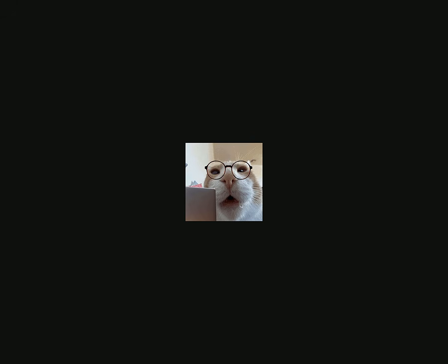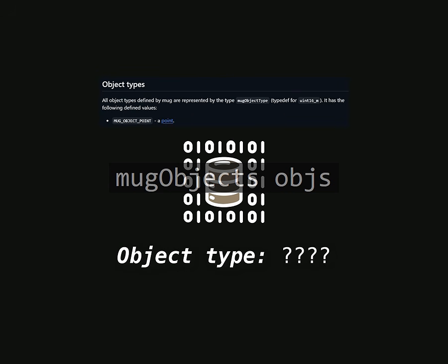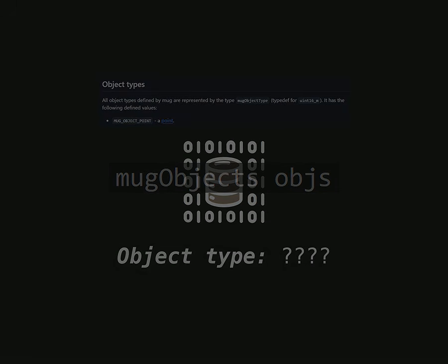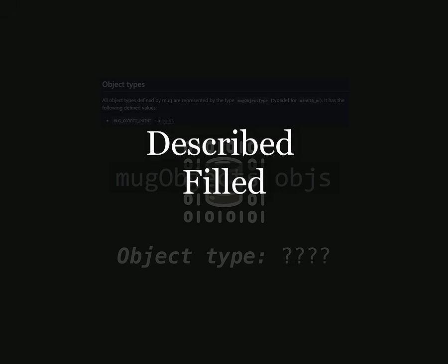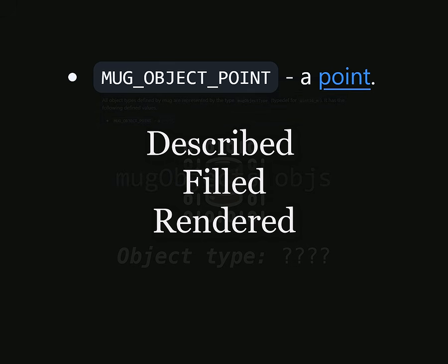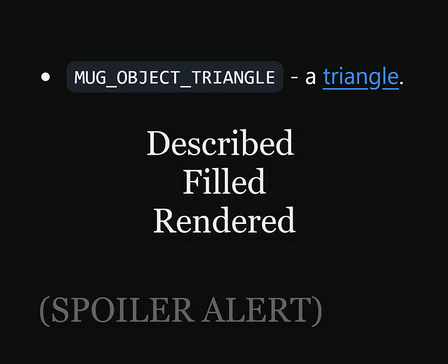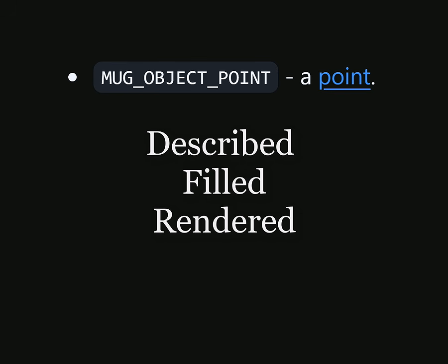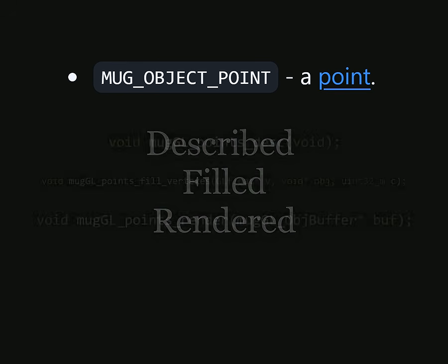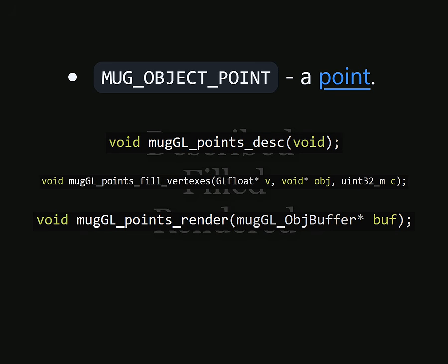Now, the challenge here is this. Each buffer behaves differently depending on what object it's representing. How the buffer is going to be described, filled, and rendered all differ depending on if it's storing data for a point or a triangle or whatever. So to resolve this, I decided that for each object type, I'd make a basic set of functions that take in a given buffer and perform those basic operations of describing, filling, and rendering.